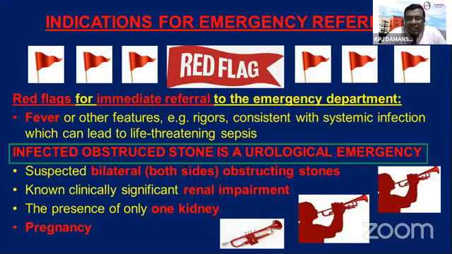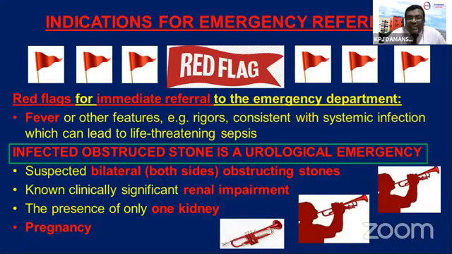Sometimes we have to put in a stent. Sometimes we have to put in what is known as a nephrostomy tube. We put a tube into the kidney, drain out any infection or pus, and then only deal with the stone. Another emergency situation is when both kidneys are blocked with stones. That's an emergency because you can get kidney failure also.